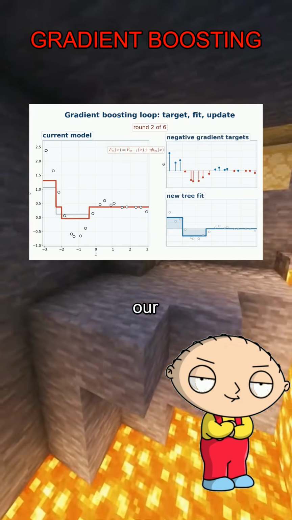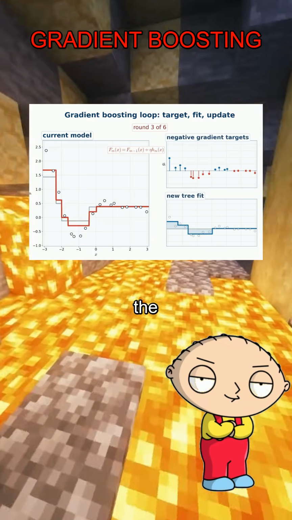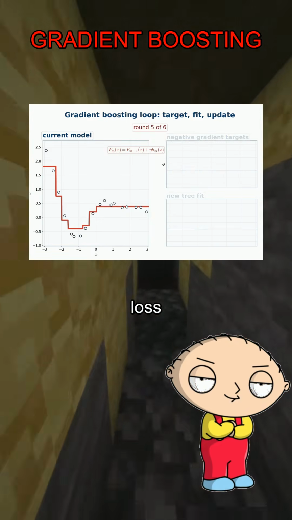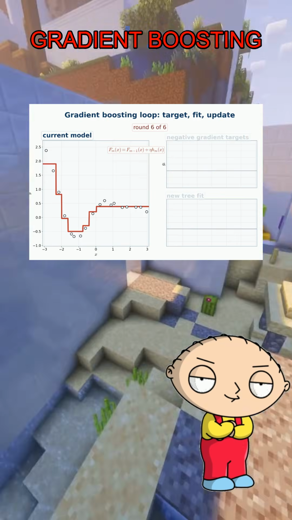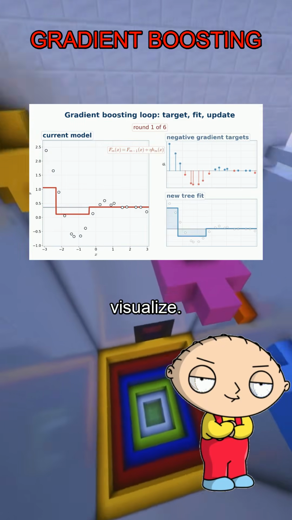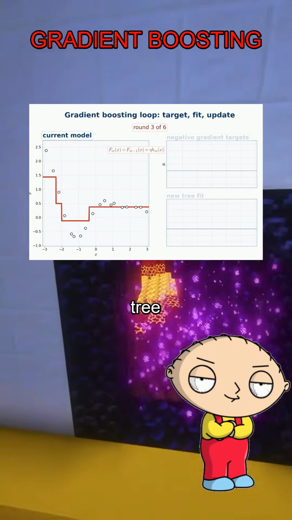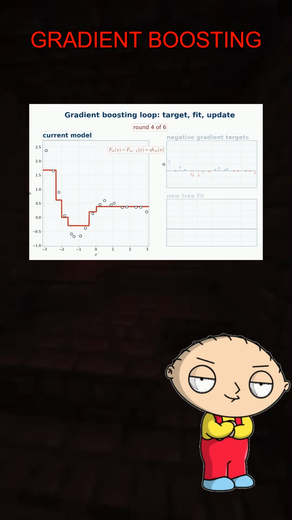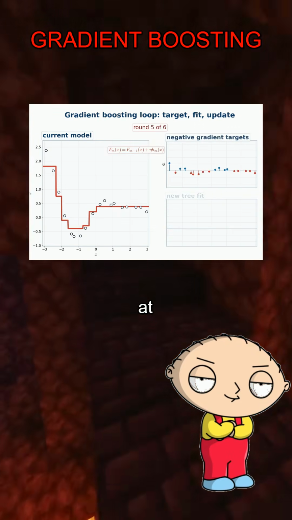On the left we have our model which is being trained over time. In the top right we have the negative gradient of the loss, visualized for each data point. The negative gradient of squared error is just the residual, which makes it easy to visualize. In the bottom right we have the new tree that gets fit on the negative gradient of the loss. This is the tree we're adding to our model at each step.